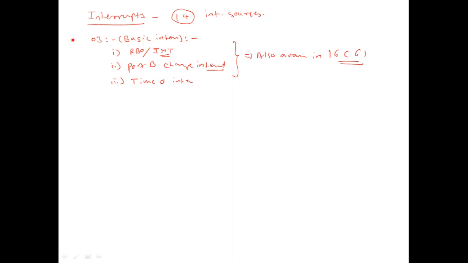Okay, so this is one group of interrupts. The second group of interrupts is called peripheral interrupts. All the remaining, that means 11 interrupts, are taken together as peripheral interrupts.